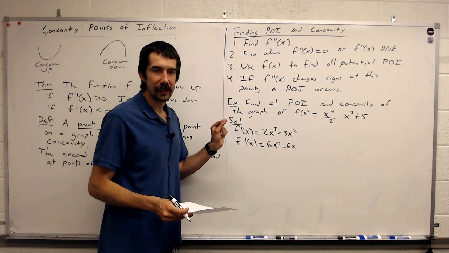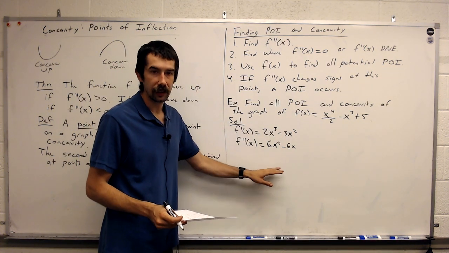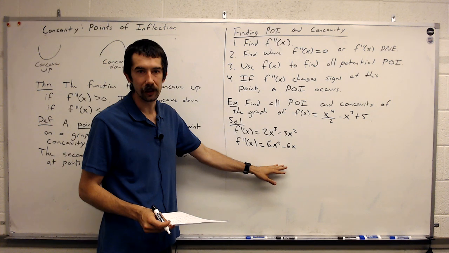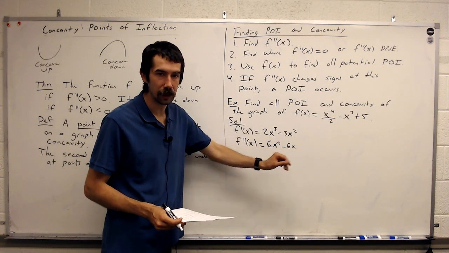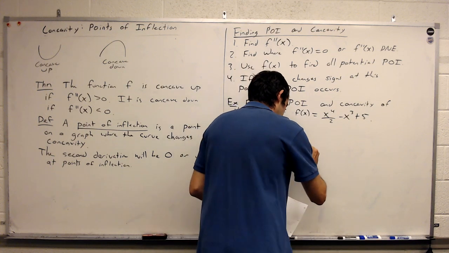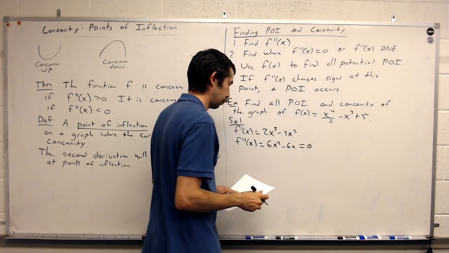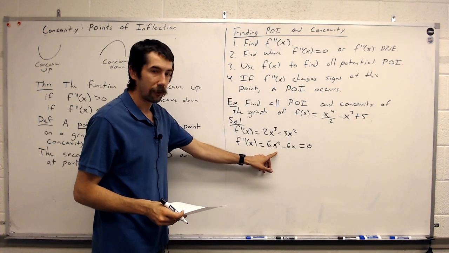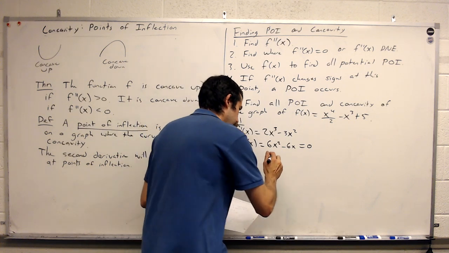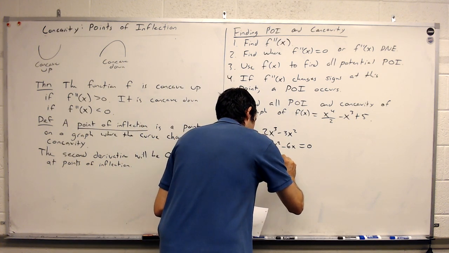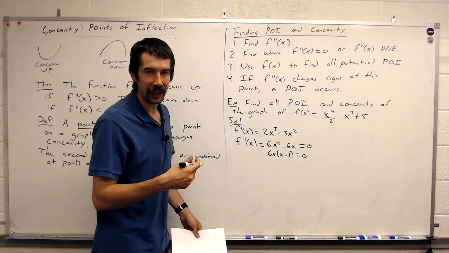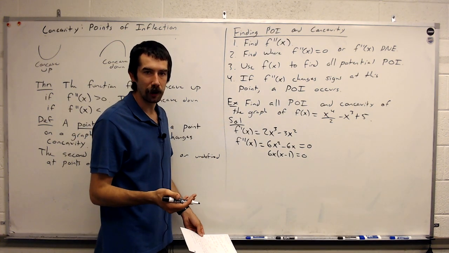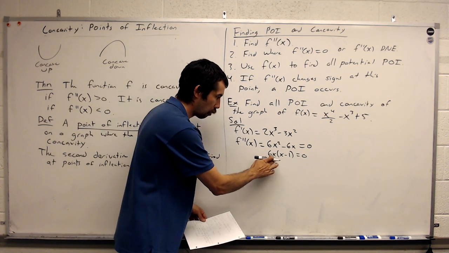We want to find when this is 0 or undefined. It's a polynomial. It's never undefined. Okay, so let's set this equal to 0. We could factor out a 6x. And so our candidates for the points of inflection are 0 and 1.